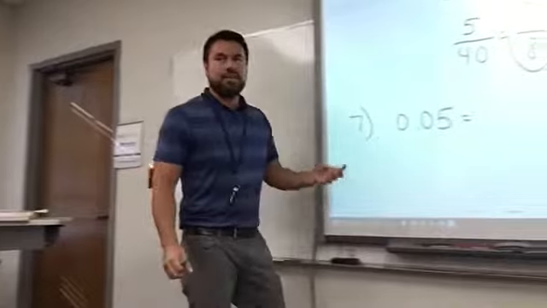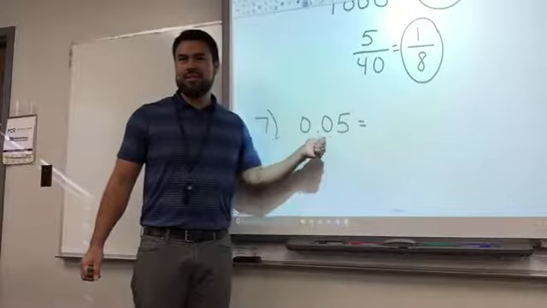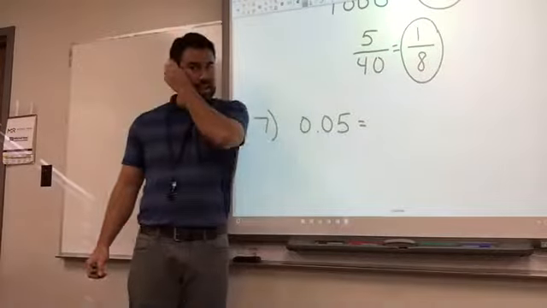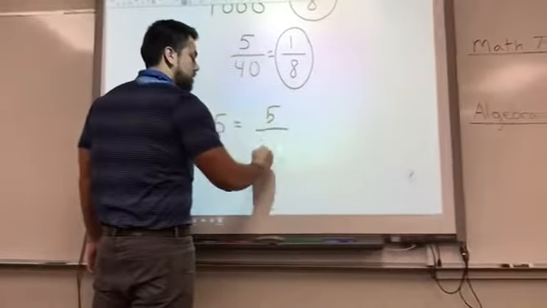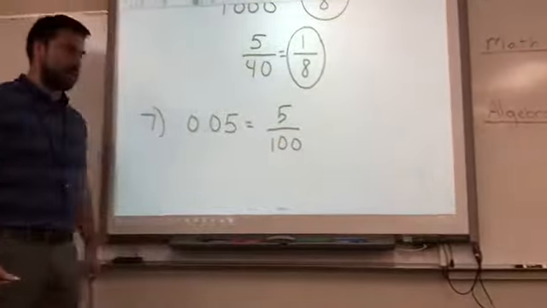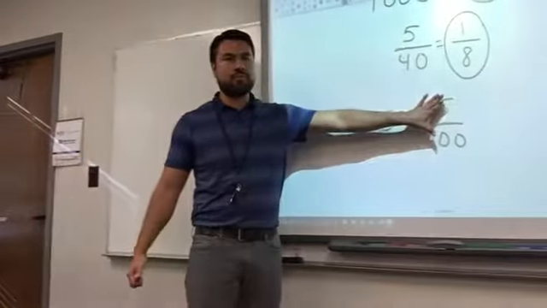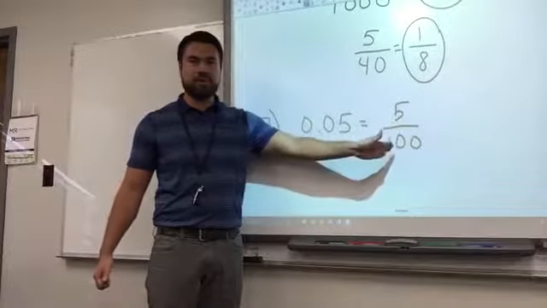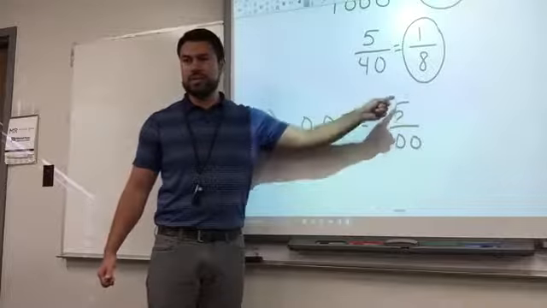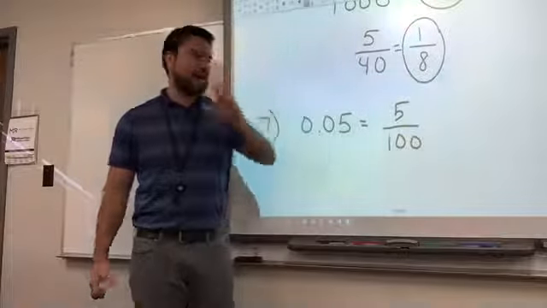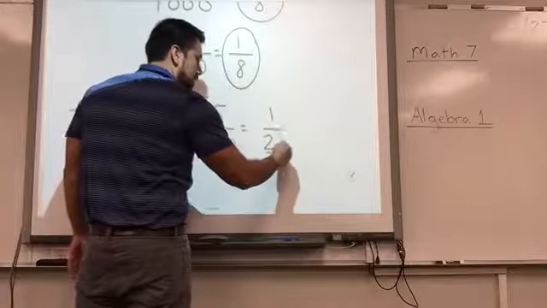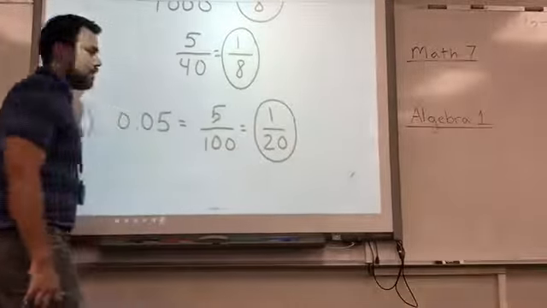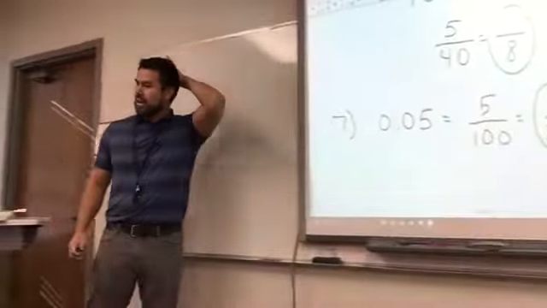Okay. How would I read this number? How do I read this number? Jack? 5 hundredths. And that gives me a clue on how to write it. But is that simplified form? Is that as simple as it can be written? No. What goes into both of these? 5. 5 goes into 5 once. 5 goes into 100 20 times. So it's 1/20th. All right.